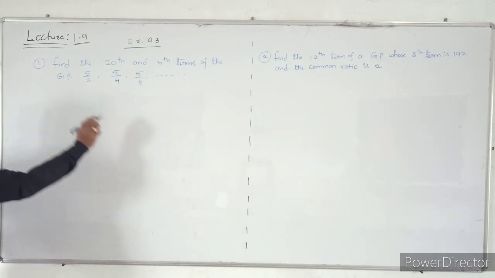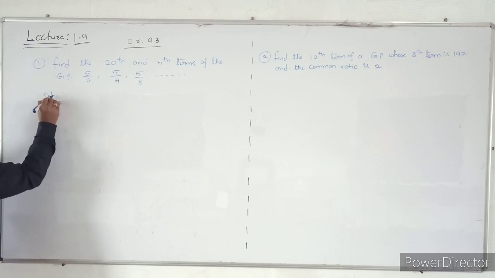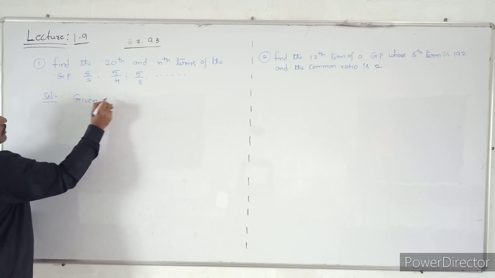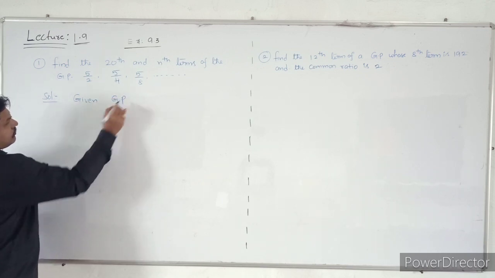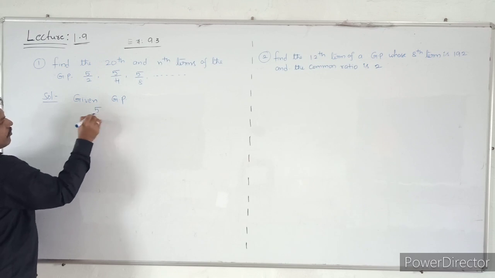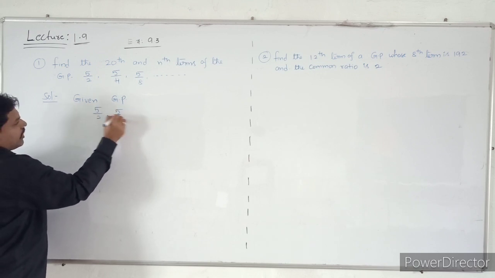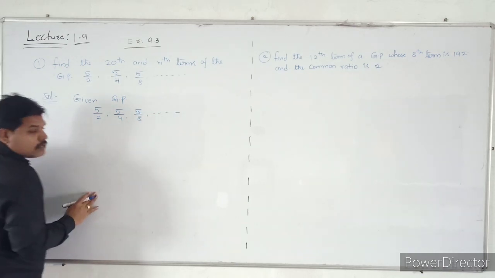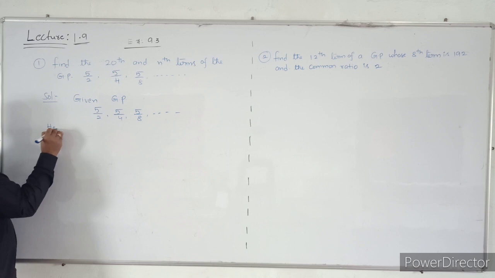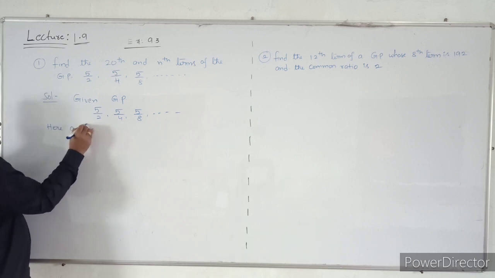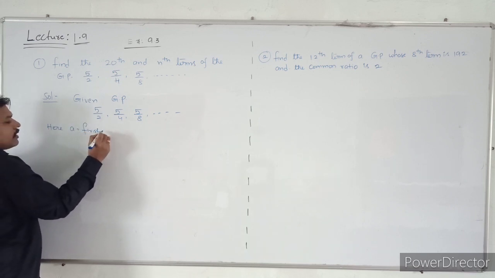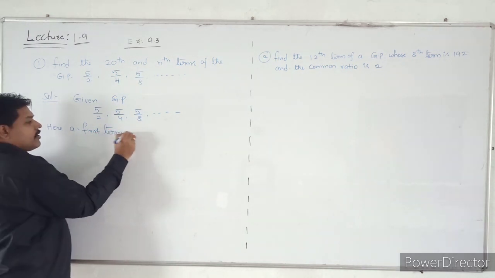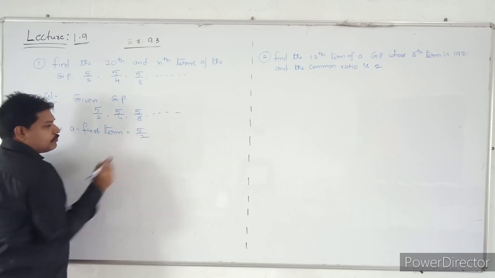So let's start. First, what is the geometric progression they have given? That is 5 by 2, comma, 5 by 4, comma, 5 by 8, comma, and so on. Here I observe that A is the first term, and the first term here is 5 by 2.